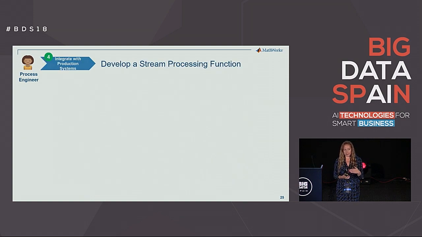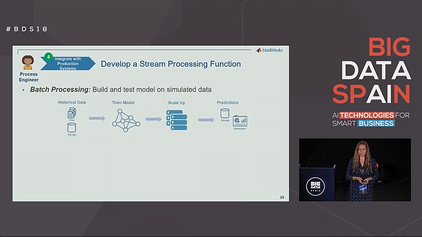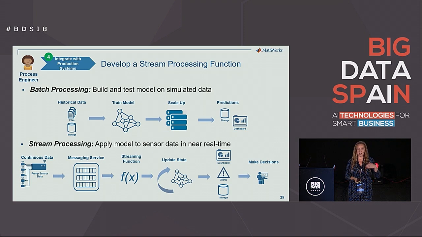I keep talking about this next step. That's the streaming part, where we're going to have incoming data. So far, we've been talking about batch processing. We had all of our historical data, which was simulated, trained our model, scaled it up, and then started making some predictions. But again, you need to think ahead about the incoming data, as it's coming in a little packet at a time. I'm going to apply a function that captures all of the things I just did, update the state like I talked about, and then push out the information to the dashboard so that our operator can take a look.